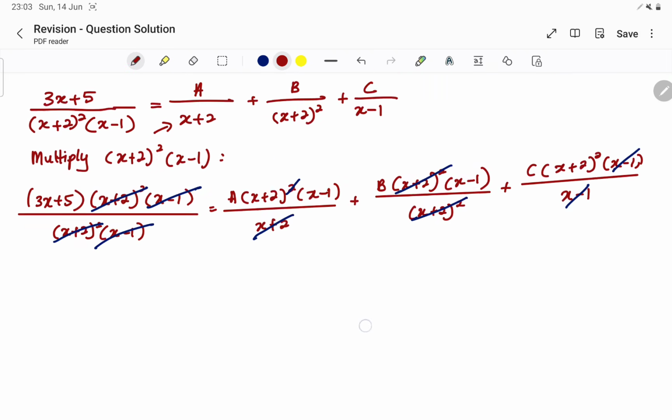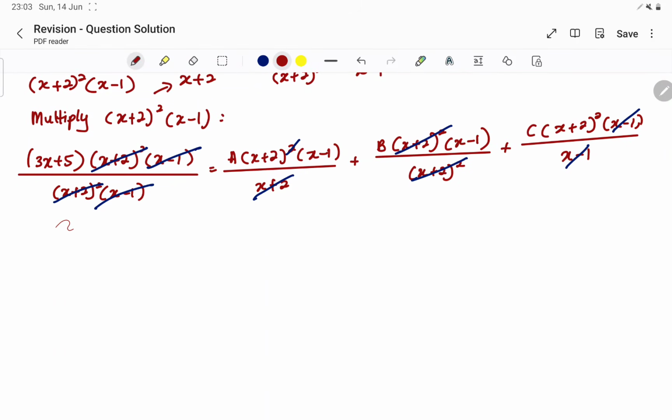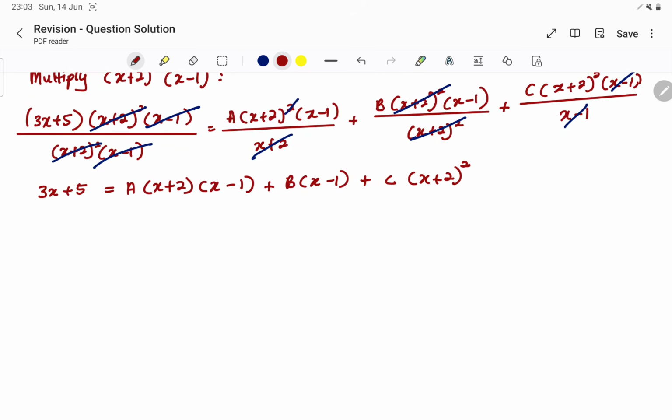So the next step is you write it properly, which is you're going to have 3x plus 5 equal to a(x plus 2)(x minus 1) plus b(x minus 1) plus c(x plus 2) square. Next, we have to substitute any suitable value of x. Usually I will take the value that can make at least one of the factors become 0, so that it is easier for us to solve a, b and c.